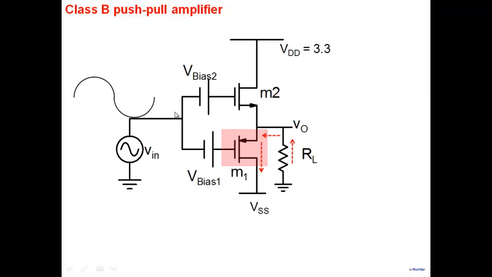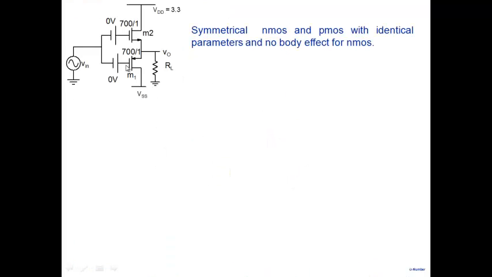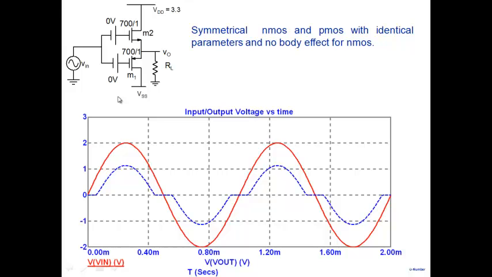And this particular amplifier will have negligible standby power and very high efficiency. All right, let me show you some examples. This is some simulation results. I've taken a fairly large size here, 700 by 1. This is what you end up with. This is my input. The red one is the input, which is +2 and -2.